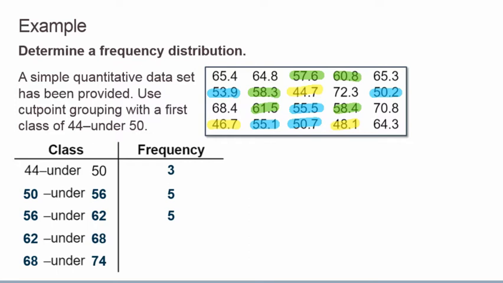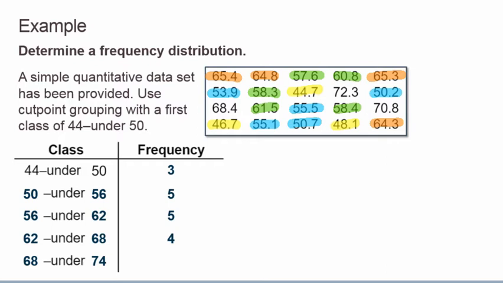For my next class, I have 62 to under 68. So I can count 65.4, 64.8, 65.3, and 64.3. That's 4 data points, so my frequency is 4.